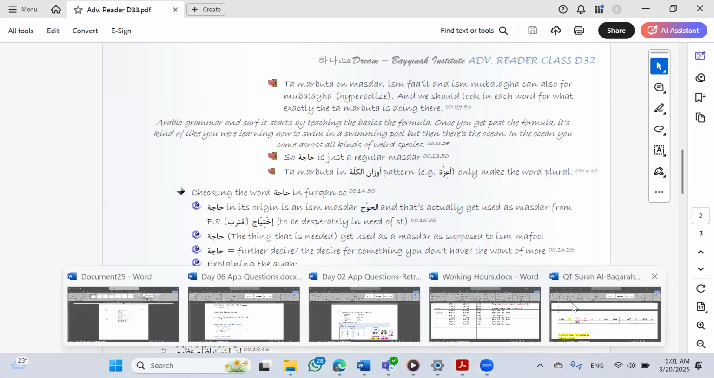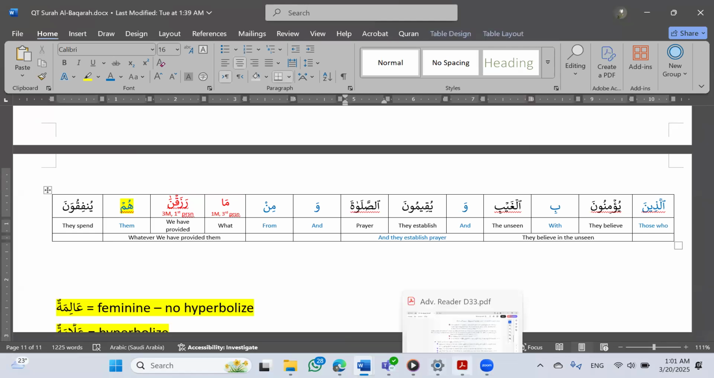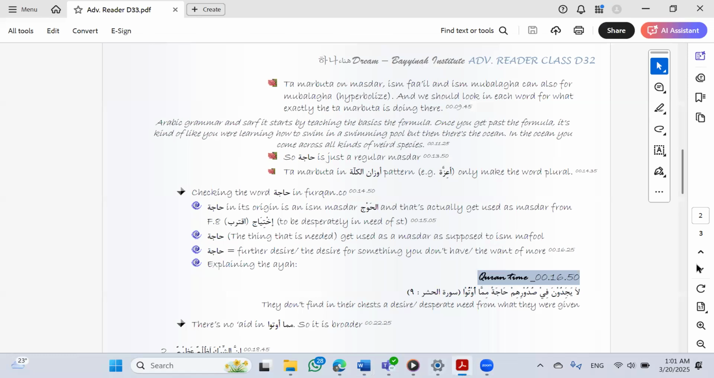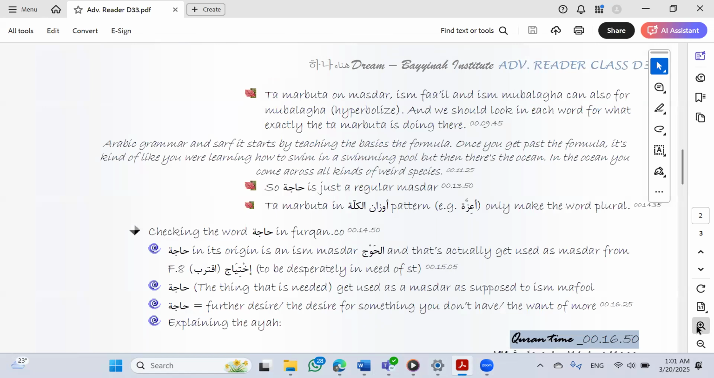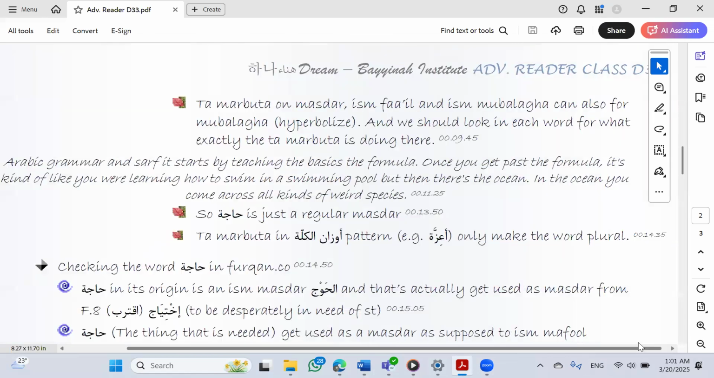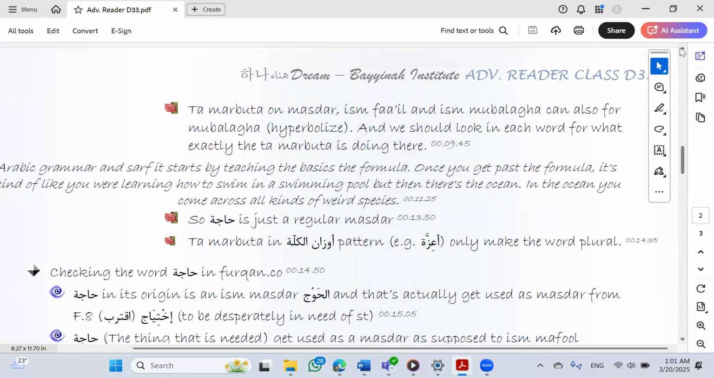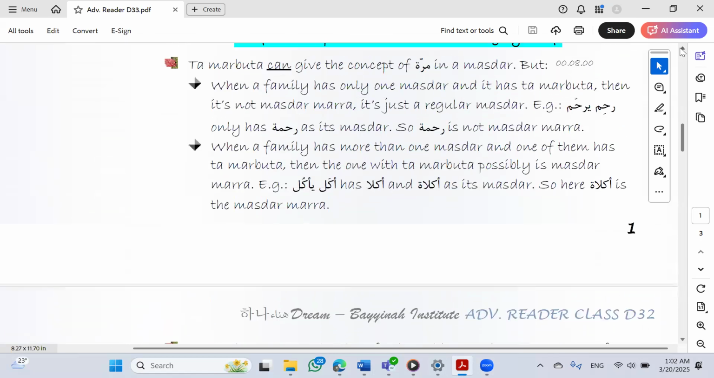So, yeah, I'm sorry for the last night. Anyway, we were doing the translation of Surah Al-Baqarah, the third ayah, and we were talking about the marbuta a little bit. I haven't read the whole notes yet. I have just pulled it up a few minutes ago. So this is the explanation from Ustad in the class about marbuta. Let's read it together.